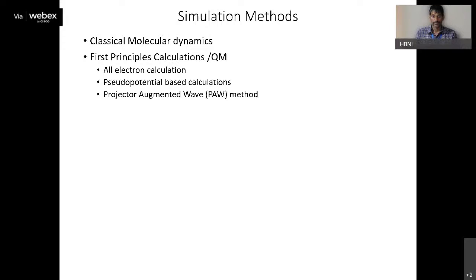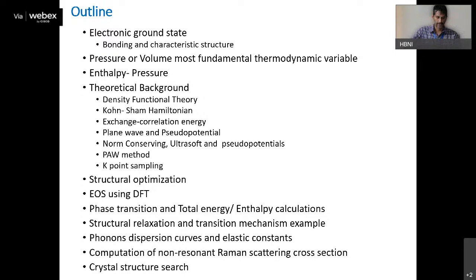And here is the outline of today's discussion. I will start with the electronic ground state and the role of bonding, because of the bonding, we can get different kinds of structures. Then we will define the pressure and volume in terms of energy. And then the enthalpy versus pressure curve, which can be used to define the stability of a particular phase.